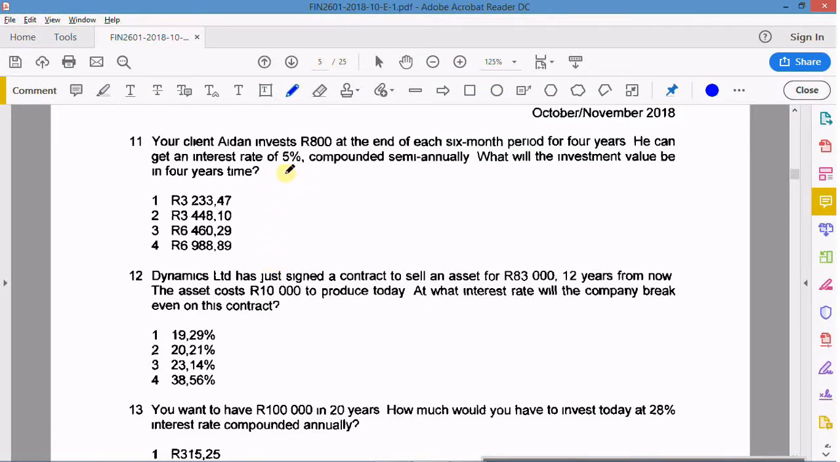Your client Aiden invests 800 at the end of each 6-month period. Okay. So that's divided by 2. That's half years, right? So that's twice a year. Yeah, do you agree? So it's divided by 2. Semi-annual periods. Yeah, so the rate will be divided by 2. Correct. So that's the I. That's the N. The I is that. That's the PMT, divided by 2. Okay, he can get an interest rate of 5% compounded semi-annually. What is the investment value in 4 years' time?